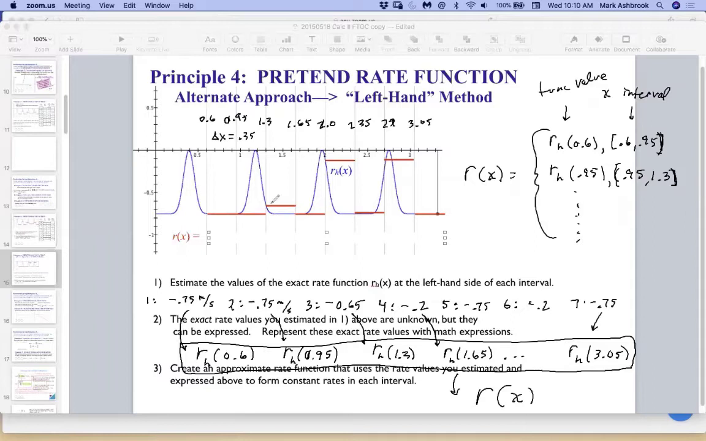Just the idea here is that for each interval between two x values, you have this constant rate that you're picking off from the exact rate at the left side of the interval. Okay, other questions?